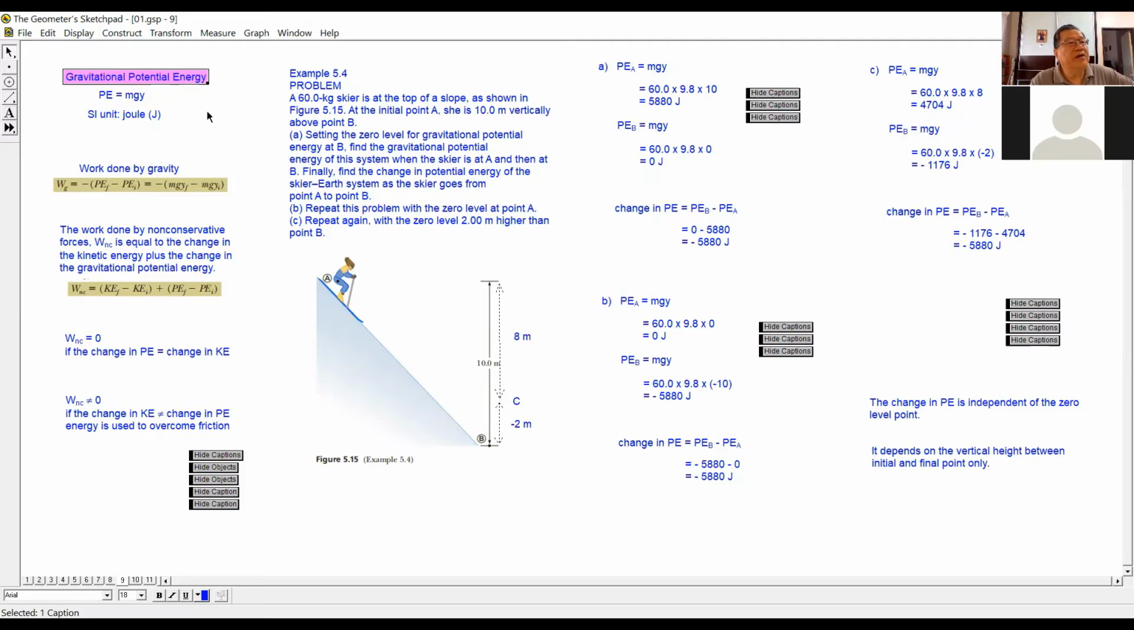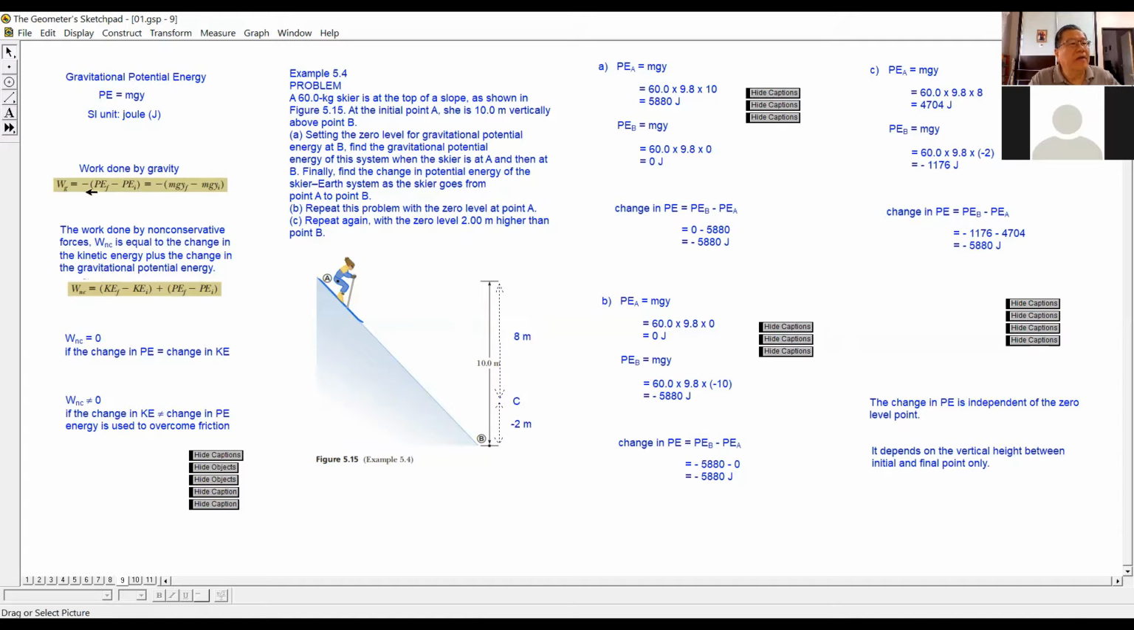Gravitational potential energy is defined as mgy. y is the vertical distance, the vertical displacement, the change in the displacement. And the unit for energy is the joule. Next, the work done by gravity.